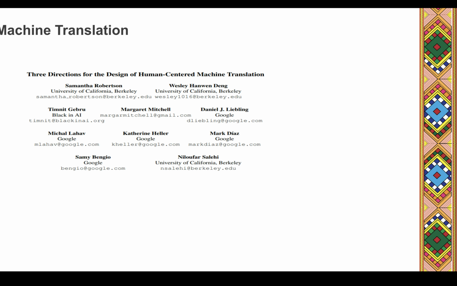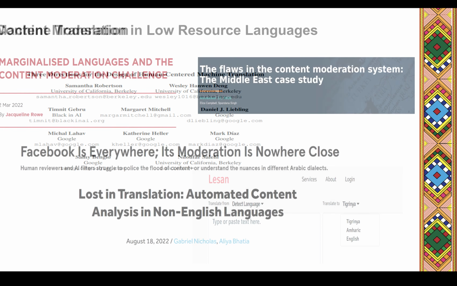So there are some alternatives that we see in the NLP world for this. Here's a paper from some folks at Berkeley as well as Google on how we could use human-centered design principles to improve machine translation systems. This is a screenshot of a company called Lisan AI that focused on collecting quality data for Amharic and Tigrinya to English translation and actually built a translation system that performed better than the commercially available Google or Microsoft translation system for these low resource languages.